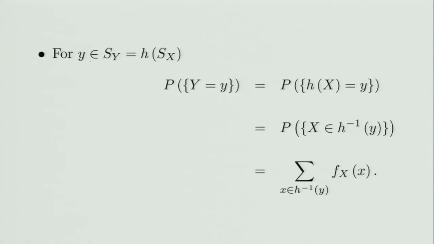So the support is Sy, so I look at y belonging to Sy, which is the same as h of Sx. Probability Y is equal to y is the same as probability h(X) equal to y. h(X) equal to y happens if and only if X is in h inverse of y. Now X is only taking discrete values, so this would be the collection of all those x belonging to h inverse of y, fX(x). So I can get the probability mass function like this.